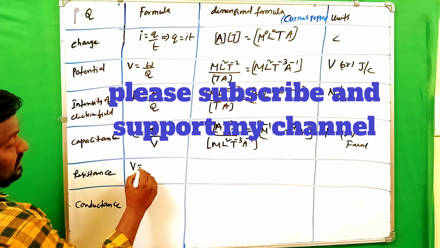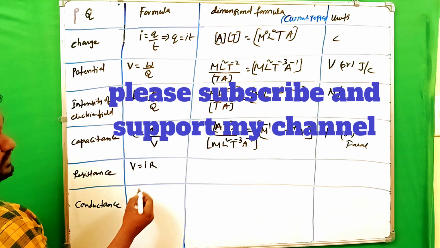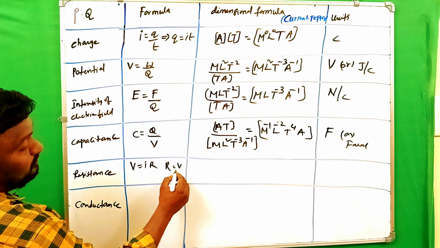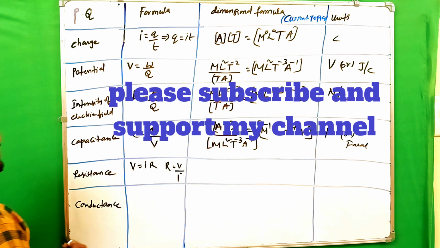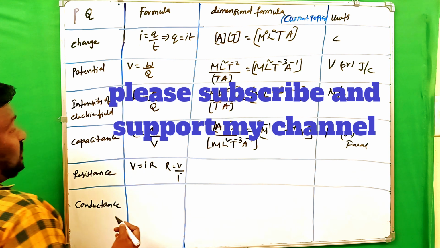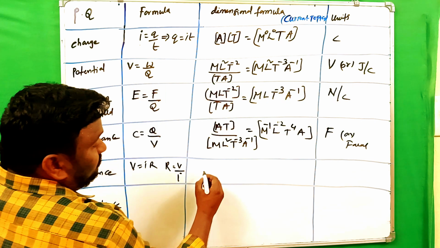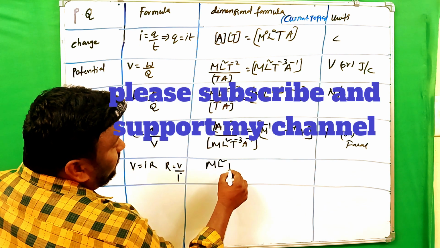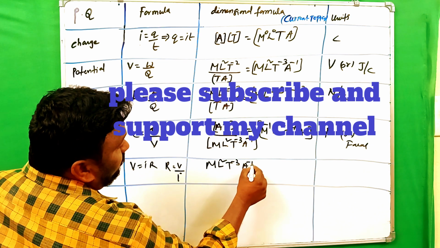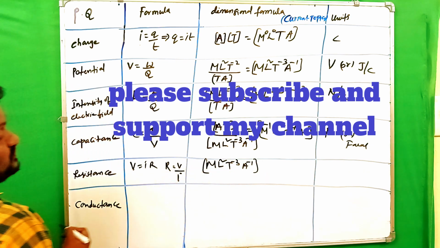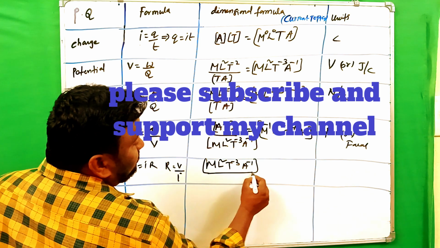V is equal to IR, Ohm's law. V is equal to IR, and R is equal to what? V by I. So what is V? Potential. M L square T inverse 3 A inverse 1. This is the dimension formula of potential by current.